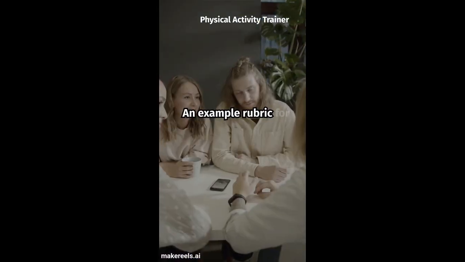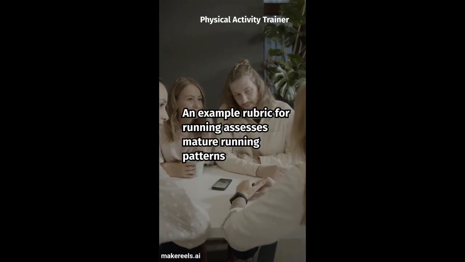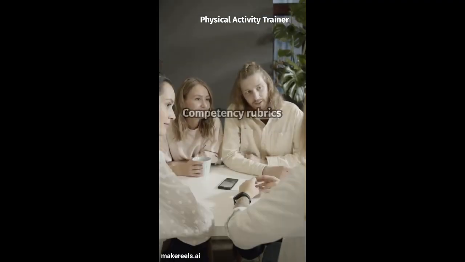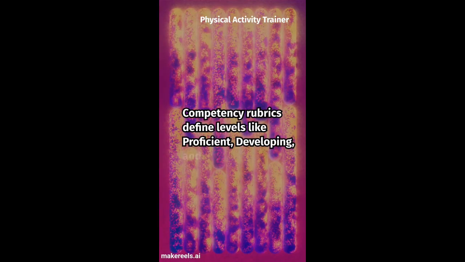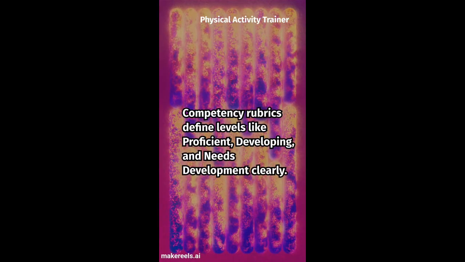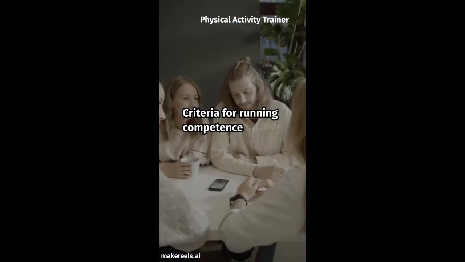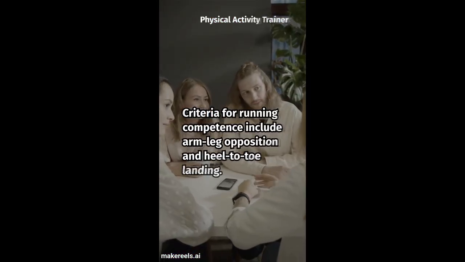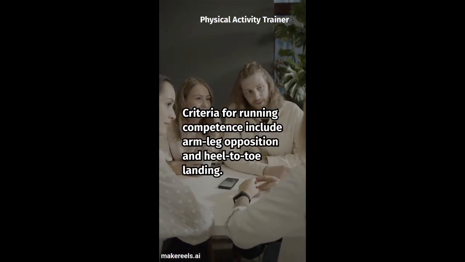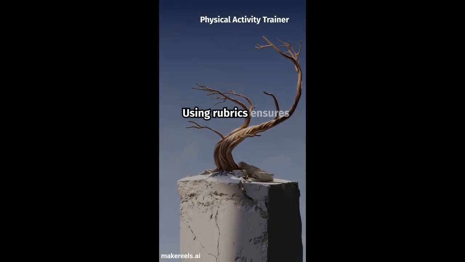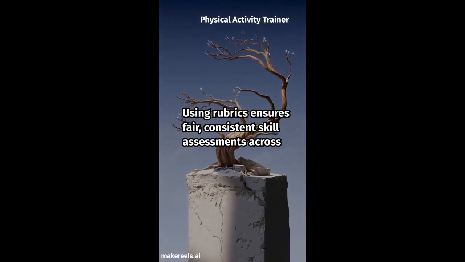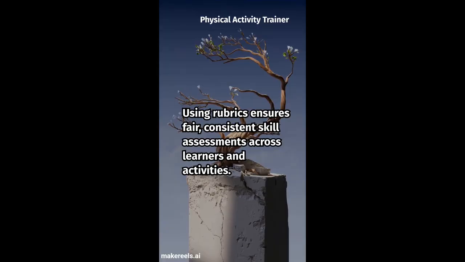An example rubric for running assesses mature running patterns in young children. Competency rubrics define levels like proficient, developing, and needs development clearly. Criteria for running competence include arm-leg opposition and heel-to-toe landing. Using rubrics ensures fair, consistent skill assessments across learners and activities.